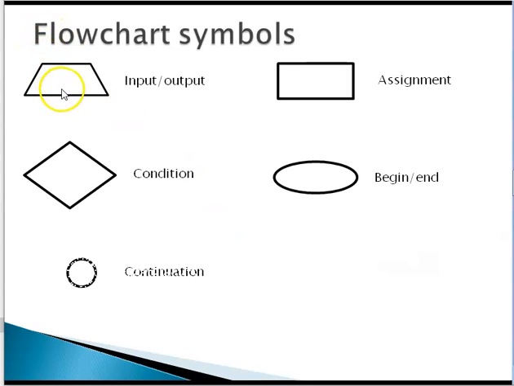This trapezium is for input and output. When we say input, we refer to the information that user gives and computer receives. So when you use an input instruction, the computer will wait for the user to enter values of variables, take them and put them in memory. Whereas when you say output, the values stored in the memory are displayed either on a monitor or on a printer for the user to see.